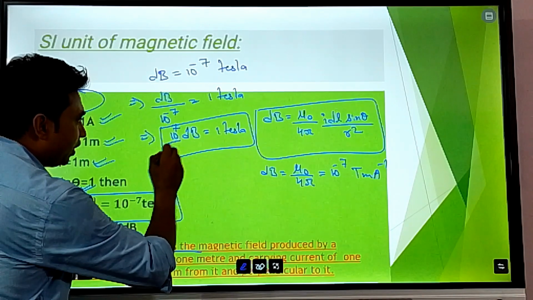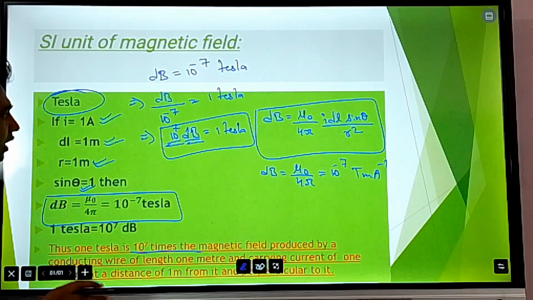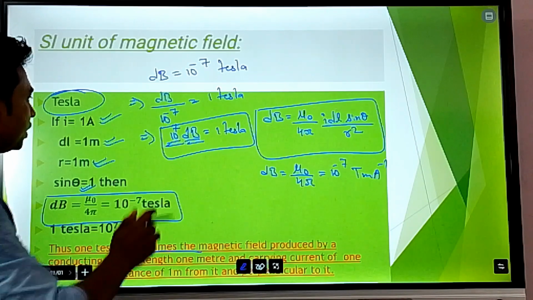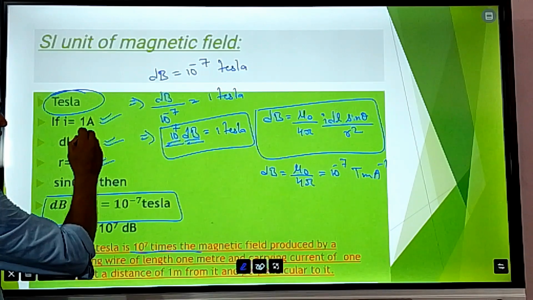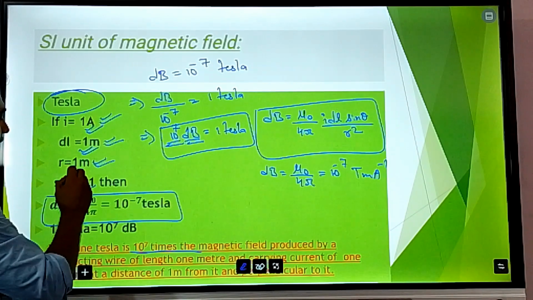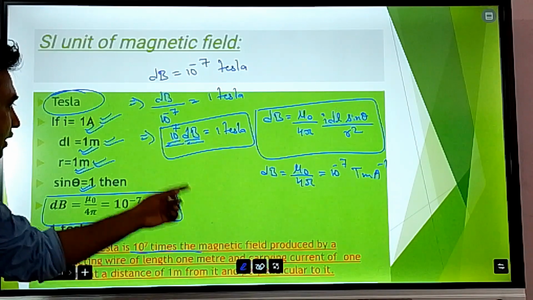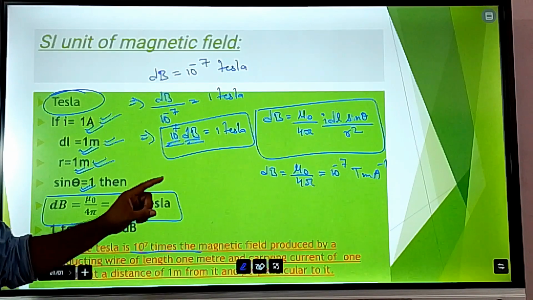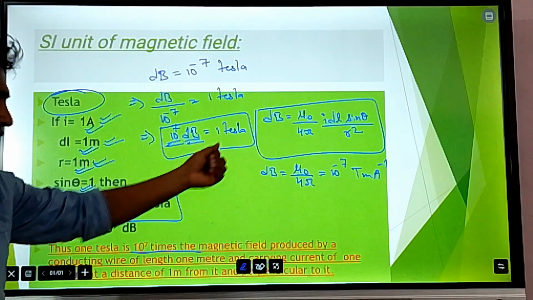1 Tesla is 10 to power 7 times the magnetic field produced by a current carrying wire having 1 meter length, carrying a current of 1 ampere, at a distance of 1 meter, and the angle is 90 degree. Then in that case the value of the magnetic field is known as the 1 Tesla.